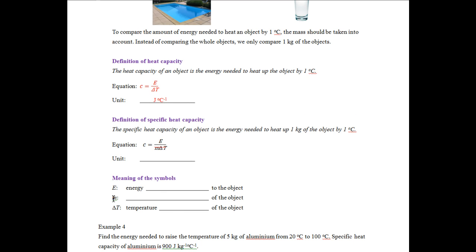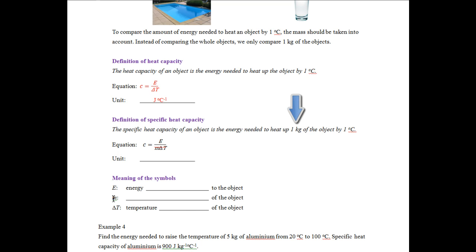The definition of specific heat capacity is very similar to that of heat capacity. The specific heat capacity of an object is the energy needed to heat up 1 kg of the object by 1 degree Celsius. So the difference is only the 1 kg.